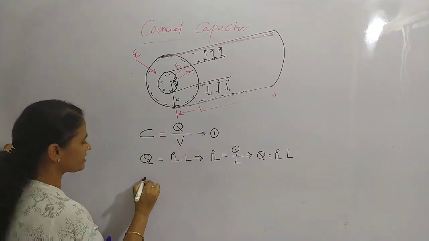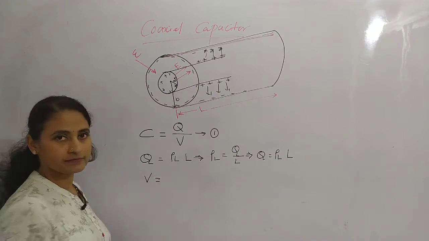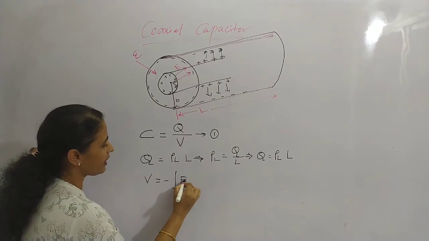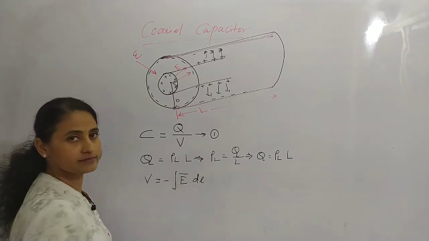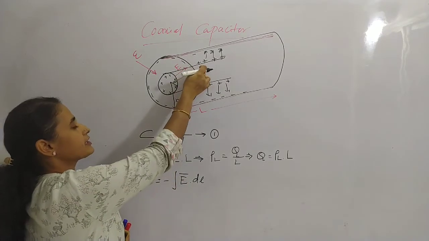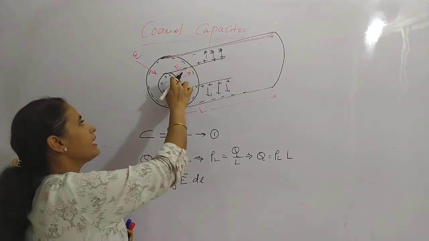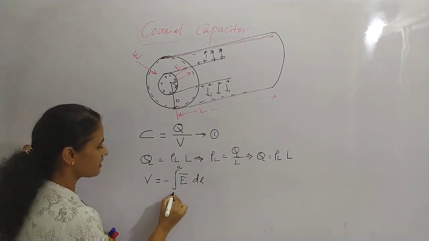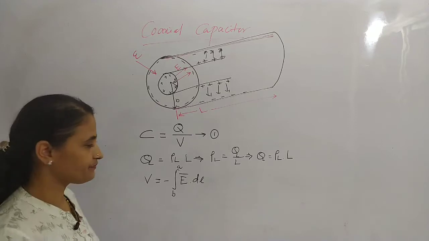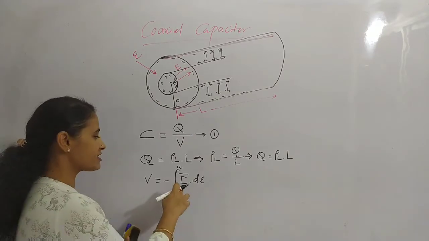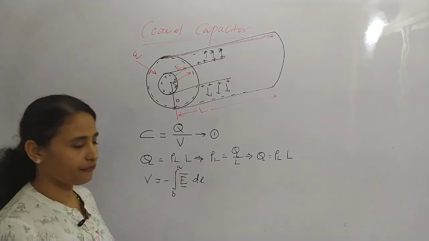So what is the denominator? The potential V, which is given by the integration of E bar dot dl. This integration varies from the inner conductor to the outer conductor, with the electric field directed from inner to outer, so I will write the limits as A to B. First let us obtain E bar, then we will substitute and get the value of V.